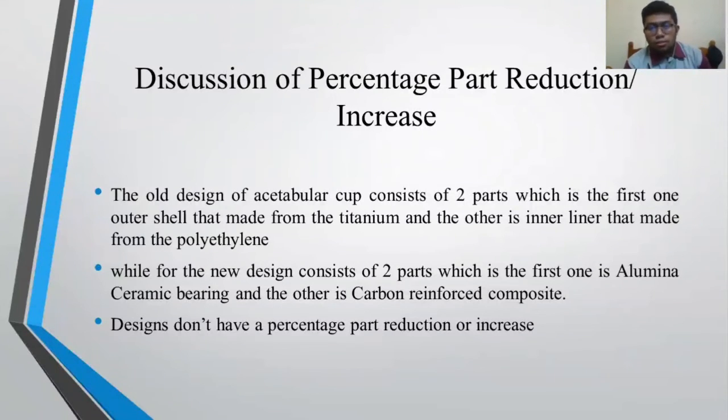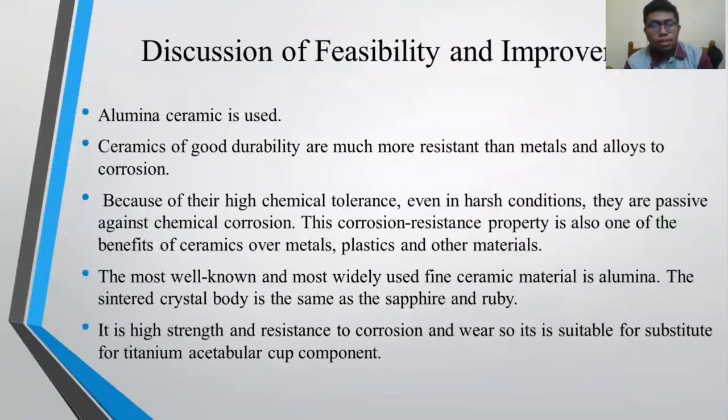Next is the discussion of percentage part reduction or increase. The old design of the acetabular cup consists of two parts: the first one is the shell made from titanium, and the other is the inner liner made from polyethylene. While the new design also consists of two parts: first is alumina ceramic and the other is carbon reinforced composite. So as you can see, the design doesn't have a percentage part reduction or increase.